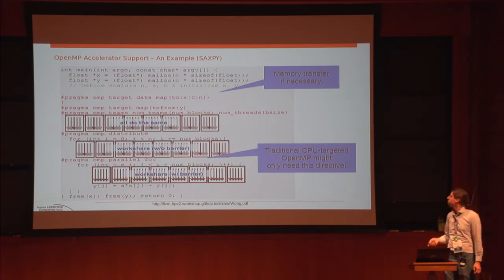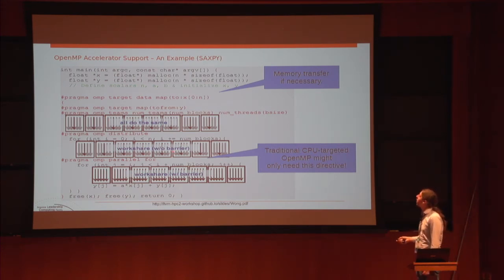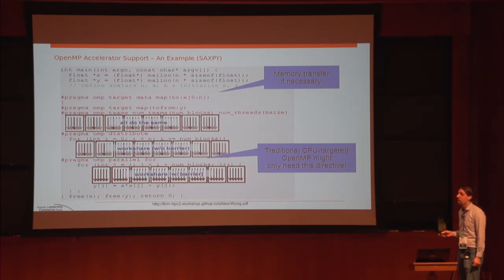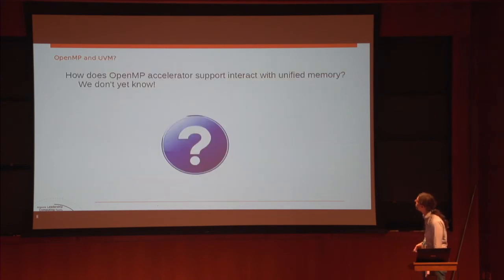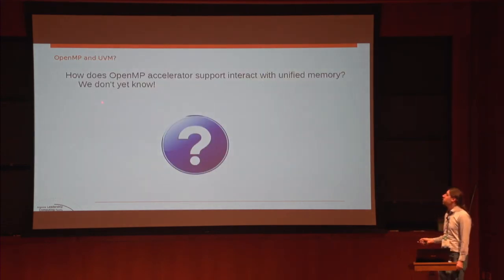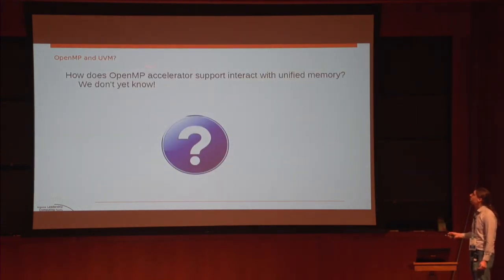I'm not going to have time to talk about this in detail, but this is sort of upcoming. We don't really have a lot of implementations of this feature of OpenMP yet, but a number of vendors are working on this. And in the next couple of years, this is going to be an option for targeting GPU systems as well. One question that has come up already is how does this OpenMP accelerator support interact with the unified memory that is going to be available on high-end GPUs? And the answer is we don't know yet.